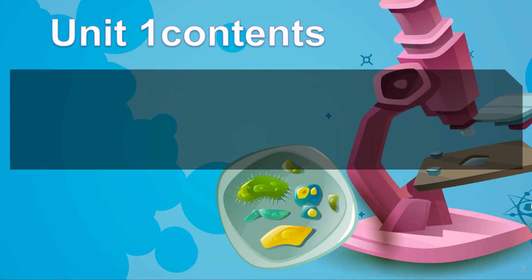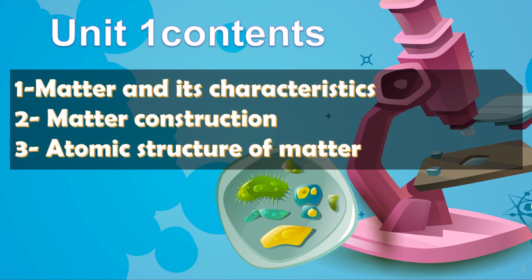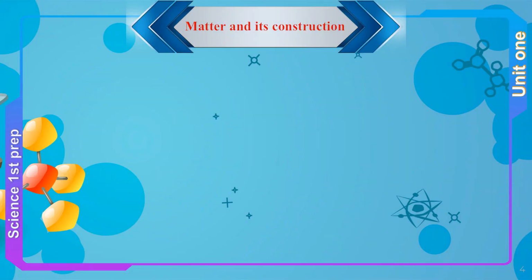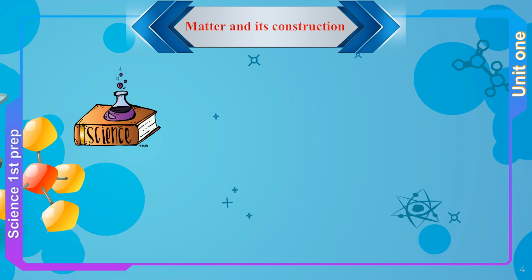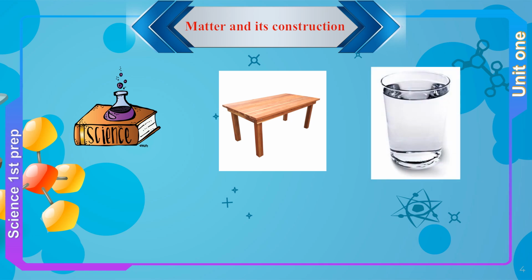Back to school, welcome. Unit 1, the contents: matter and its characteristics, matter constructions, atomic structure of matter. Let's start with matter and its construction. Okay, now I have gas, solid, and liquid.